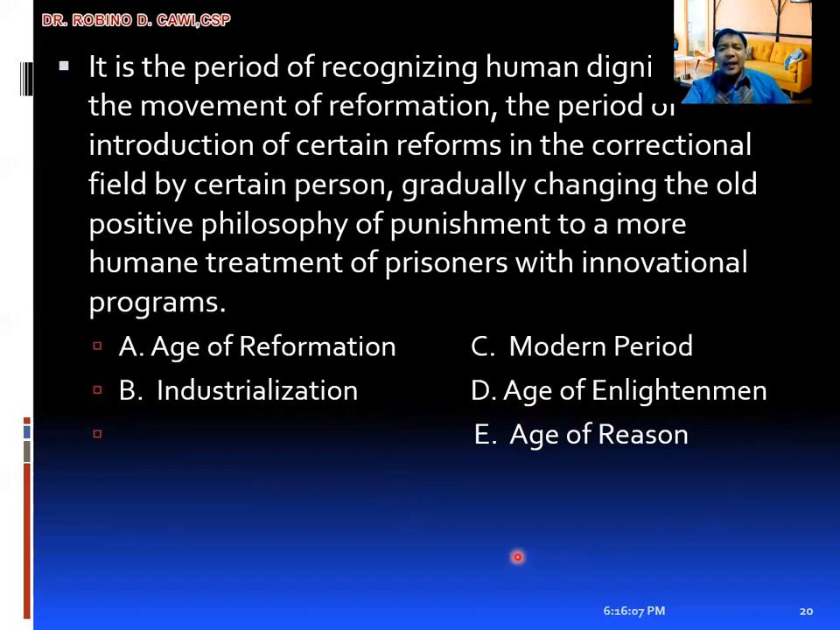Why was it known as the Age of Enlightenment? Enlightenment in the sense that the era before it is also referred to as the dark ages of correction. So from darkness comes enlightenment, comes light for that matter. So what was enlightened is actually the manner in which penalty is being imposed.